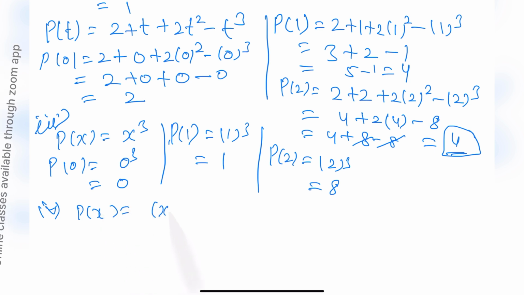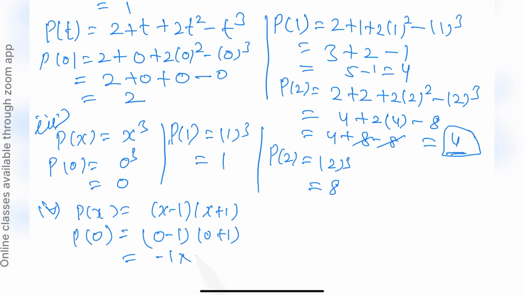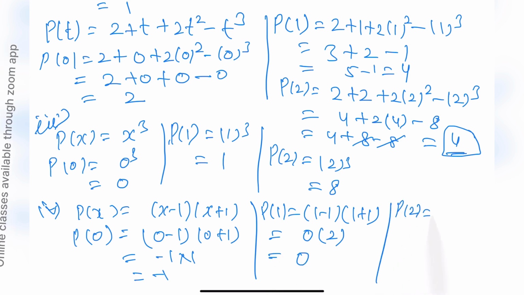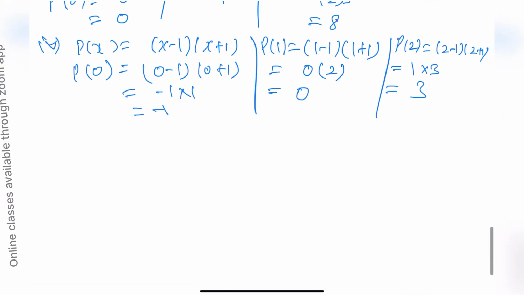Fourth part is P of x is equals to x minus 1 into x plus 1. So in place of x put 0, 0 minus 1, 0 plus 1. 0 minus 1 is minus 1 into 0 plus 1 is 1. 1 into minus 1 is minus 1. Then P of 1 is equals to 1 minus 1 into 1 plus 1. So 1 minus 1 is 0, 1 plus 1 is 2, 0 into something is 0. Now P of 2 is equals to 2 minus 1 into 2 plus 1. So 2 minus 1 is 1, 2 plus 1 is 3, so answer is 3.